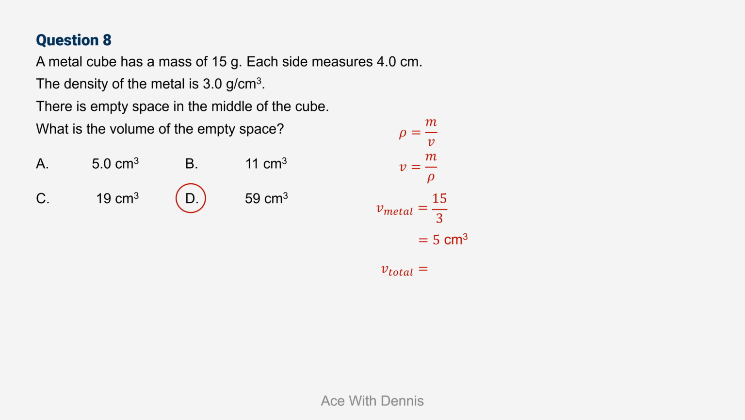The total volume of the whole cube will be 4 cubed, based on the measurements of each side, 4 centimeters. Hence the volume will be 4 cubed, which is 64 centimeters cubed. And now the total volume also is equal to the volume of the metal plus the volume of the empty space. Hence, the volume of the empty space will be the total volume minus the volume of the metal. Then we substitute the values: 64 minus 5, which is 59 centimeters cubed.